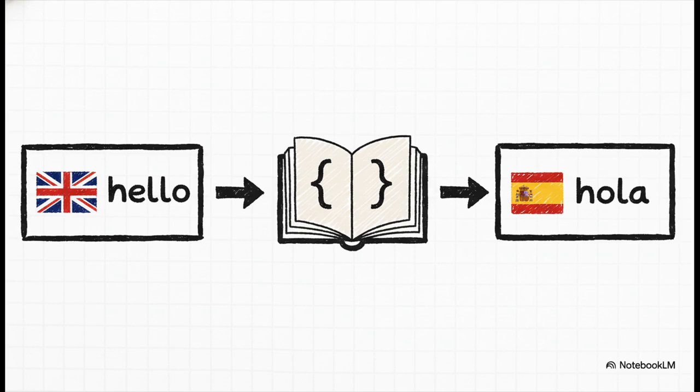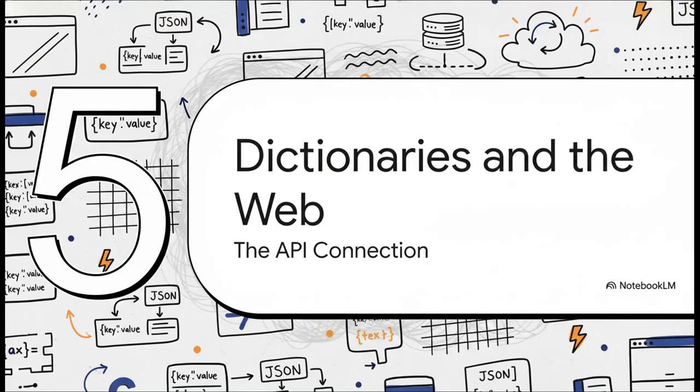Now we can just ask our dictionary for the Spanish word for hello, and boom, it gives us back hola. This is a perfect example of what dictionaries are built for. Super fast lookups. All right, now for the grand finale, the big reveal. Because this whole time, we haven't just been learning about some neat little programming tool. No, this data structure, it is absolutely fundamental to how the entire internet talks to itself.